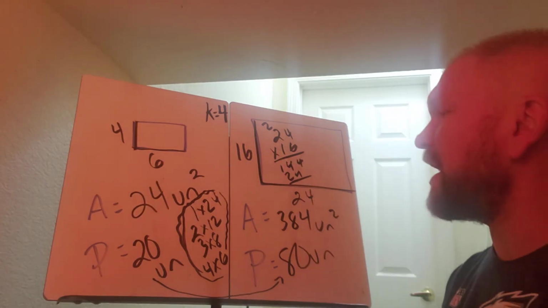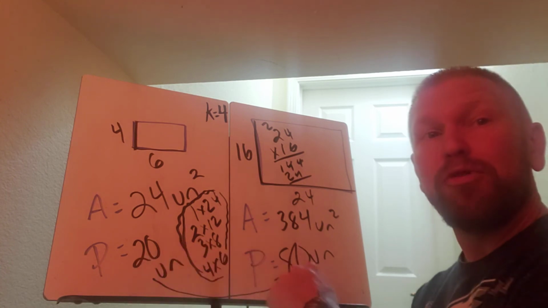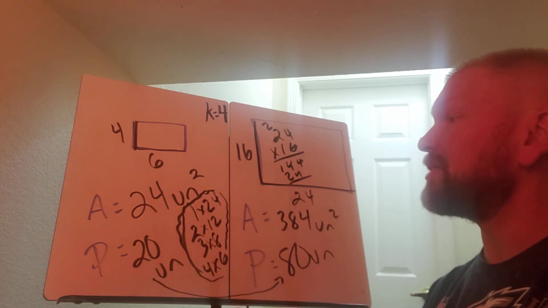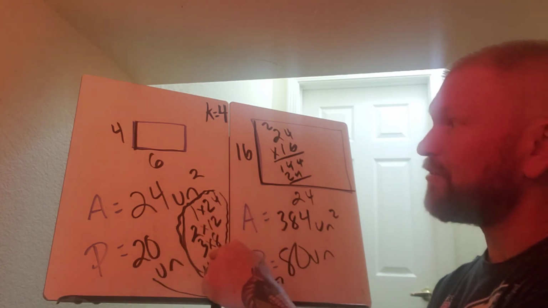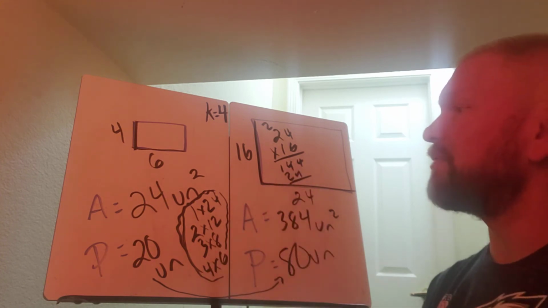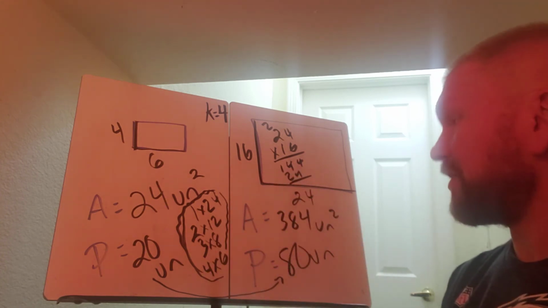It's worth noting that, again, we might have different perimeters, but our areas are all going to be the same, no matter which of these you used. If you make them 4 times larger for this one, and you do the length times the width, you're going to end up with that 384.